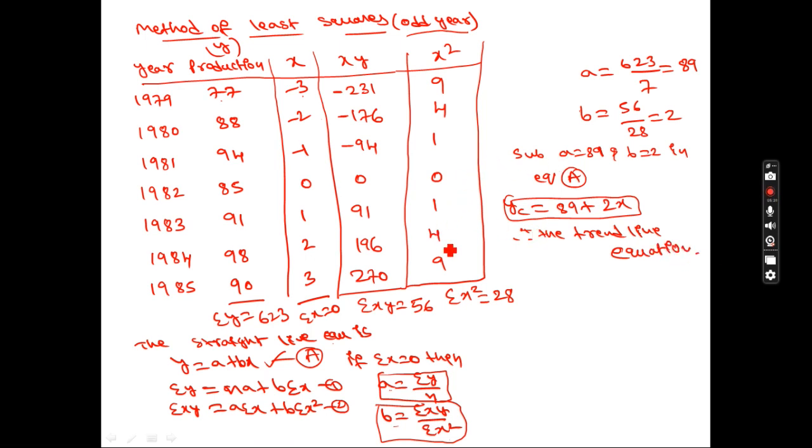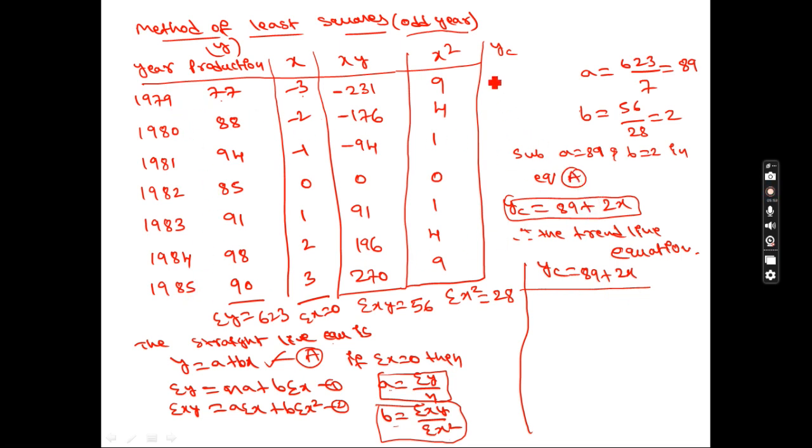So in the same problem he will ask, find the trend values for all the years. So what we need to do, the trend values. Now I'll make that column. Space is not there, so I'm doing it here. So YC is equal to, what is the equation? 89 plus 2x. So we have to find the trend value from 79 to 85.